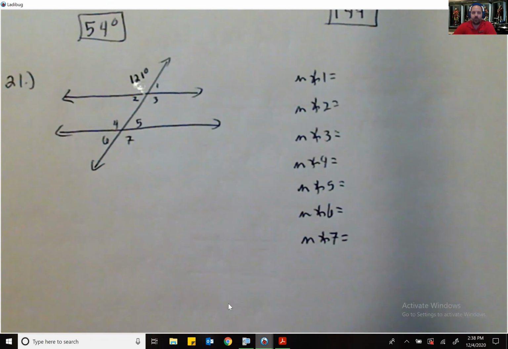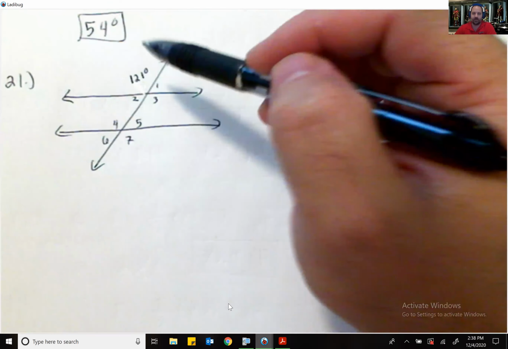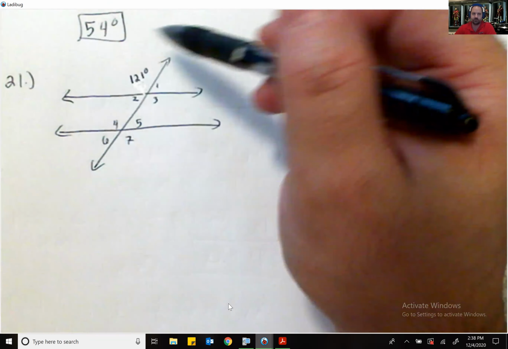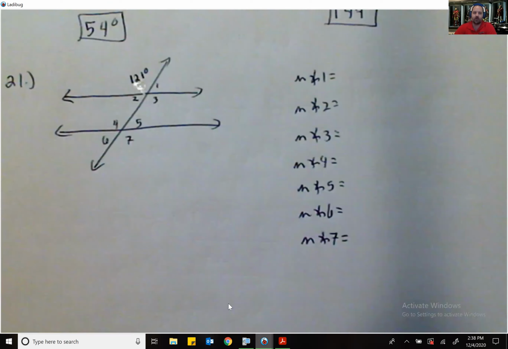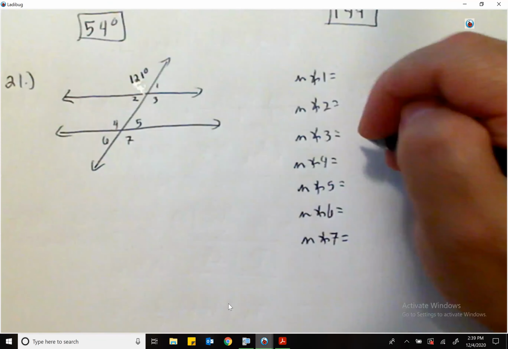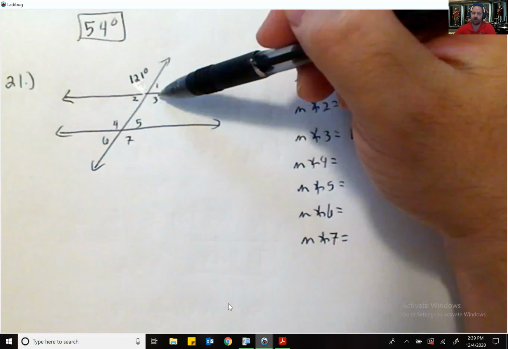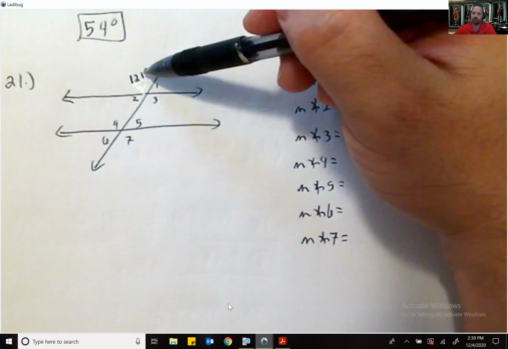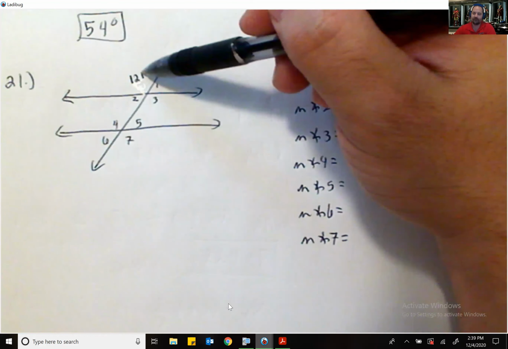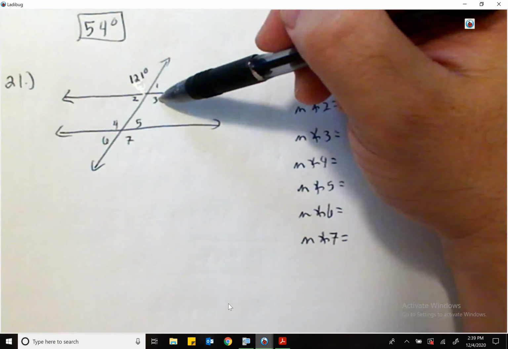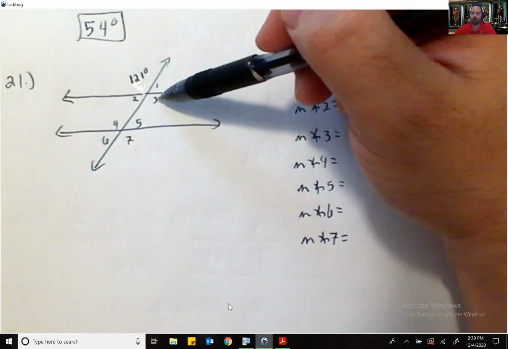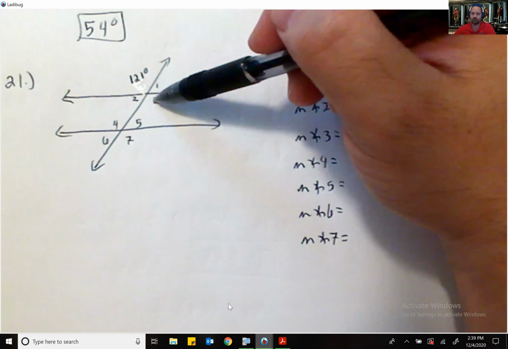This is all about knowing terminology and some relationship of angles. So let's take the 121 and find all the angles that are 121 first. So who else is 121 degrees? 3. The reason why we know these are 121 is because why? They're vertical angles. Absolutely. Vertical angles are always congruent. So these two are vertical angles.